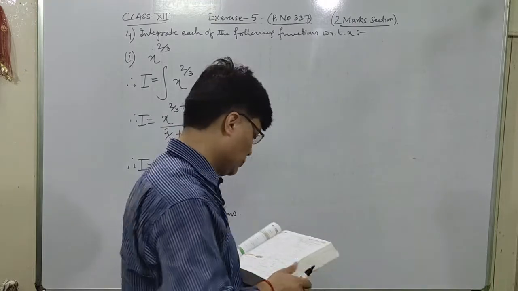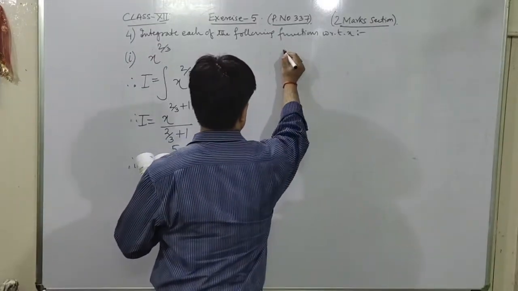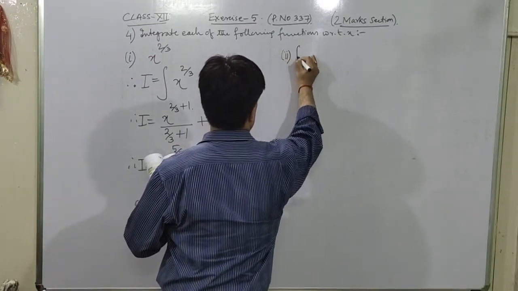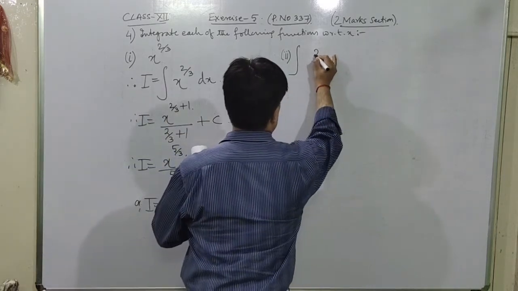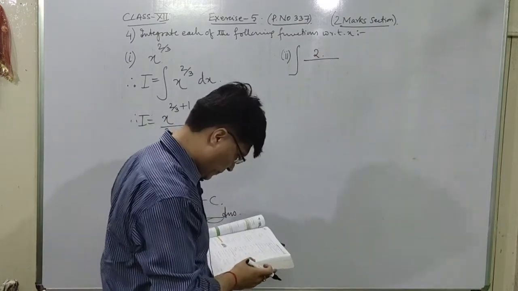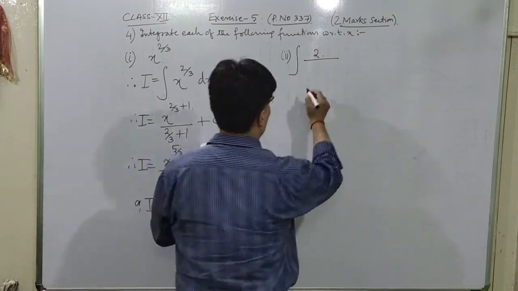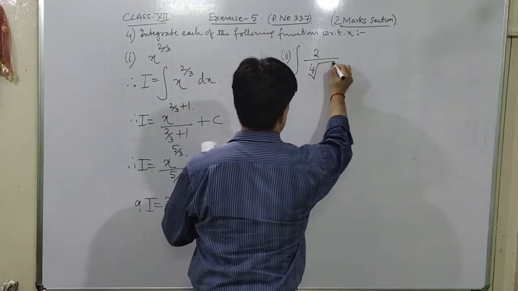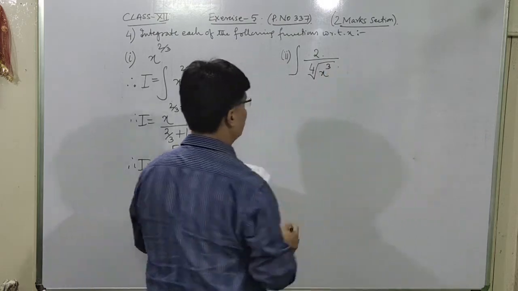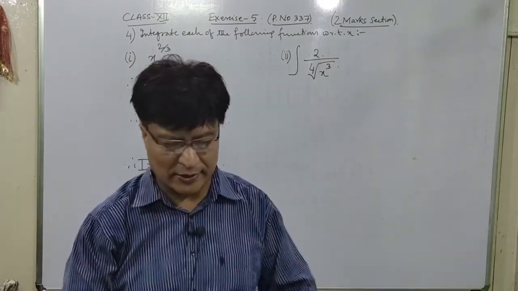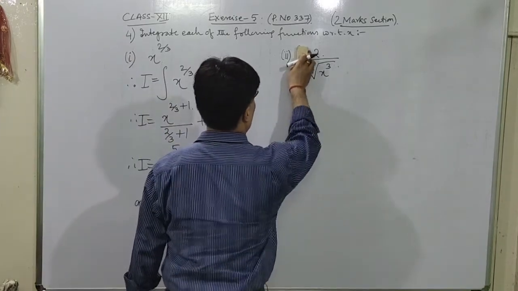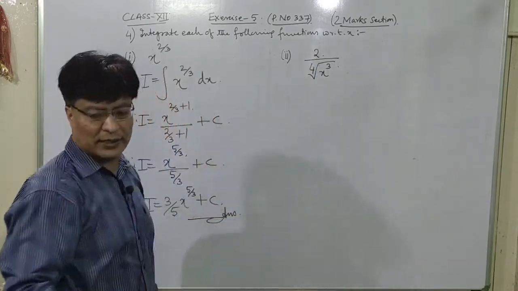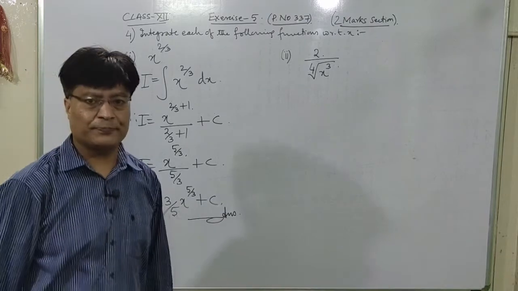So let's do this number 2. Number 2 question is integration of 2 divided by 4th root of x cube. Oh, sorry, the integration sign is not there, right? So the integration sign is here. Now you have to integrate this function with respect to x.